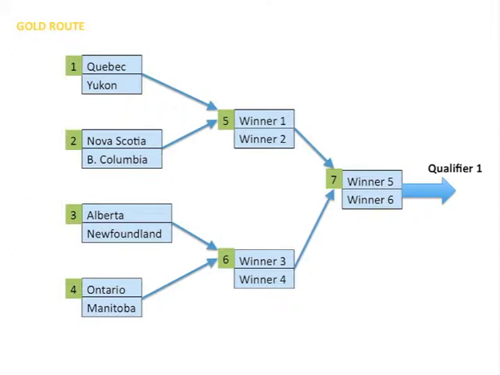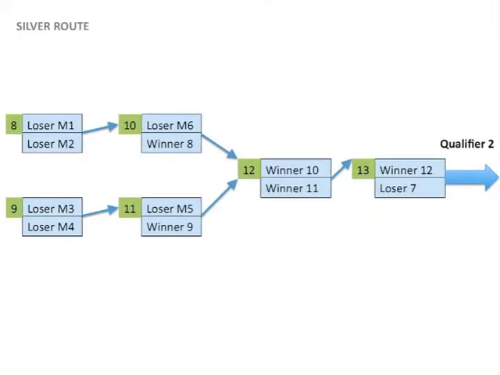short. Now in the gold route, or the A route, we're going to have a single qualifier. In the B route, or the silver route, we're also going to have a single qualifier. In the first round of the silver route, we'll have the teams who lost in the quarterfinals of the A route. Then the winners of those matches will play the losers of the semifinals in the gold route. The winners will play each other, and the winner of that match will qualify if he beats the loser from the final of the gold route.